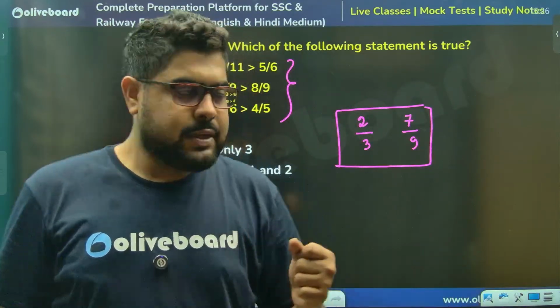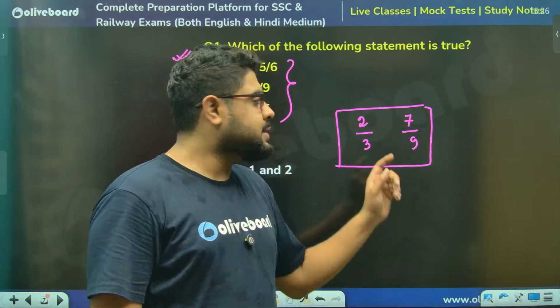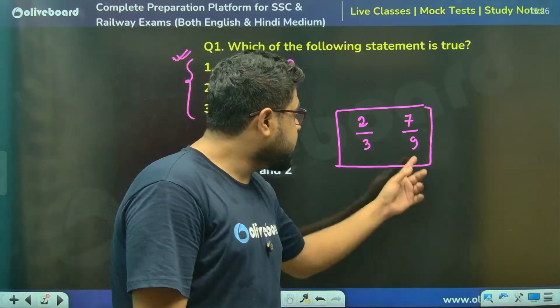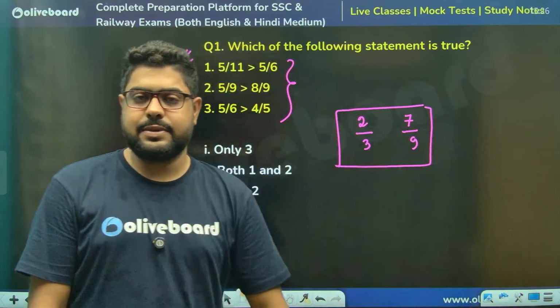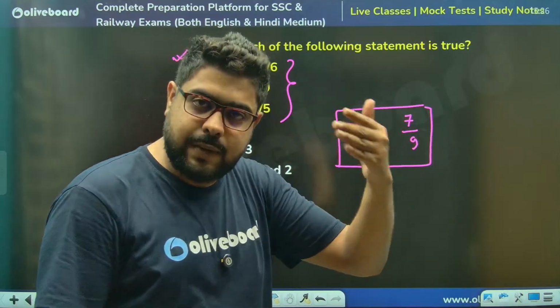Now you will say, sir, this is 66%, or 0.66, and this is something. This is actually 63.6, like 60%. Oh, sorry, no, sir, 77.77%. Perfect. So this is greater. That is one way of solving.